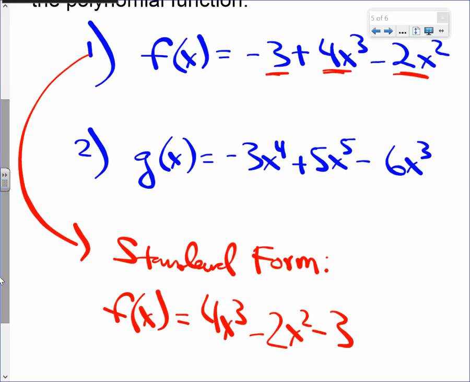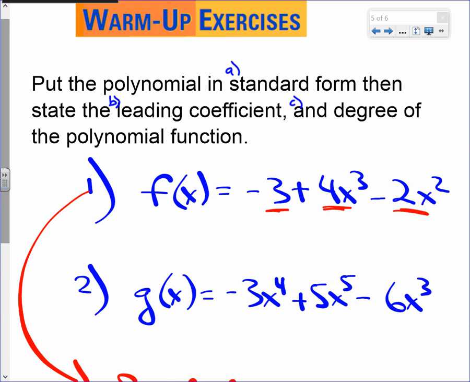Notice how 4x to the third was positive, so I maintained it as positive. Negative 2x to the second, it's still negative. Make sure that you're aware of that, making sure that the signs of the terms are correct. All right, that's the first mission, standard form. Look at part B. State the leading coefficient.